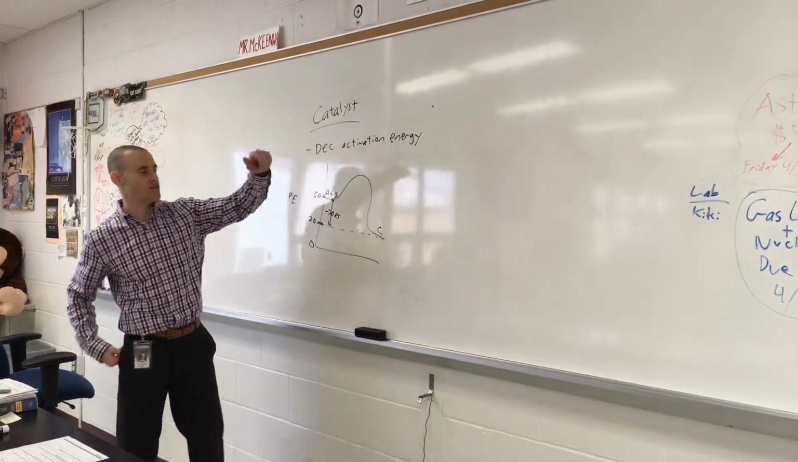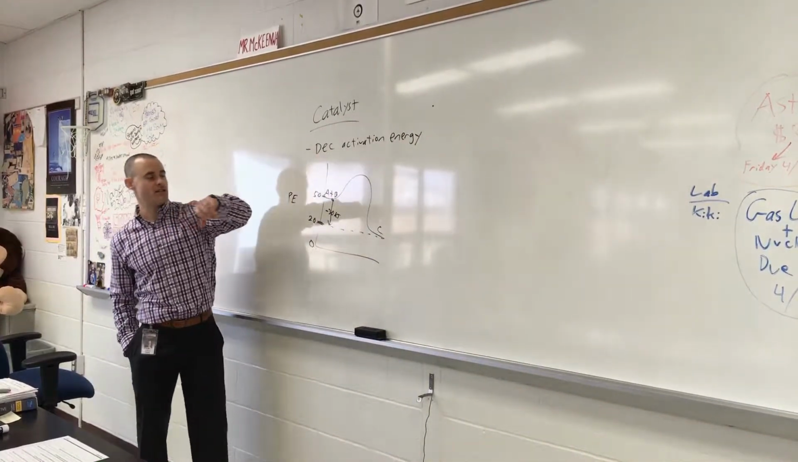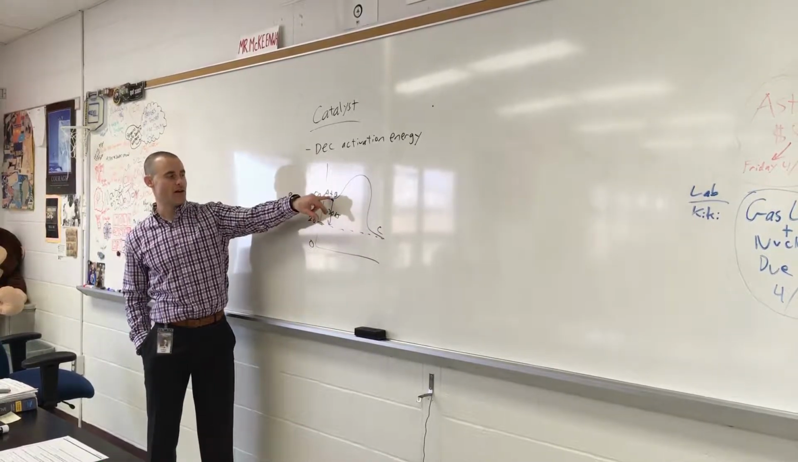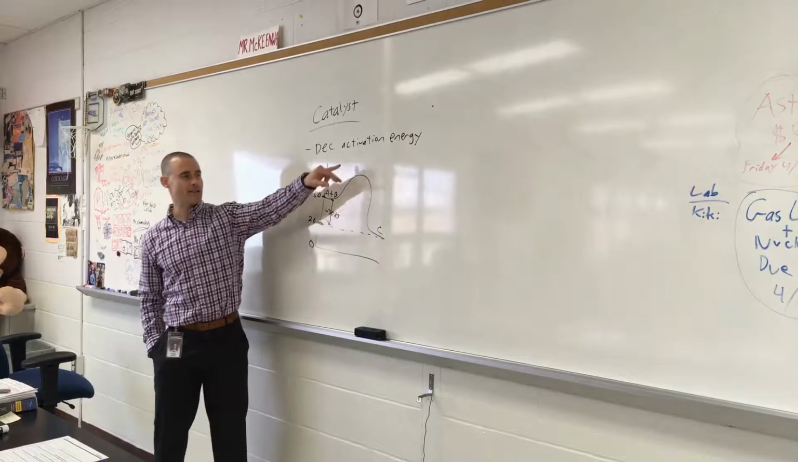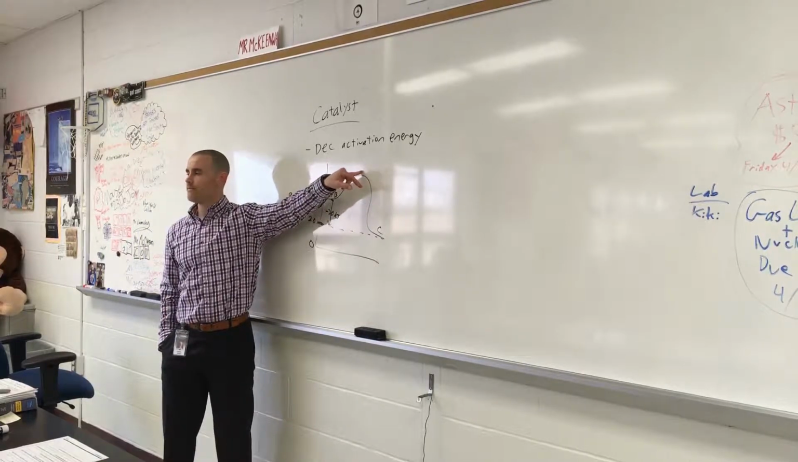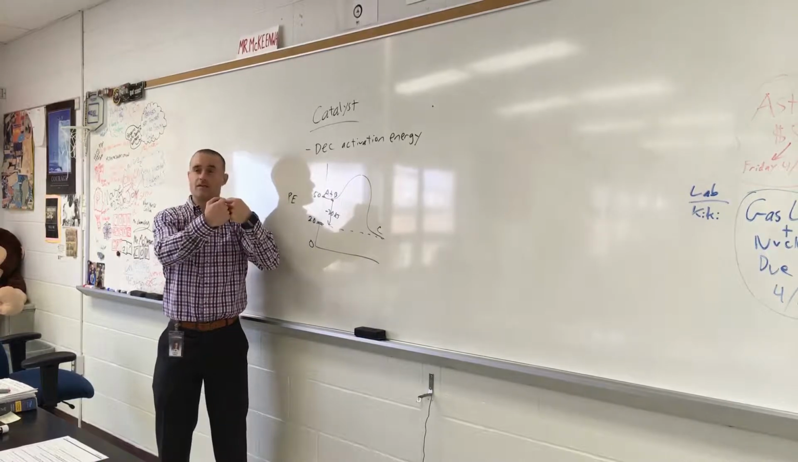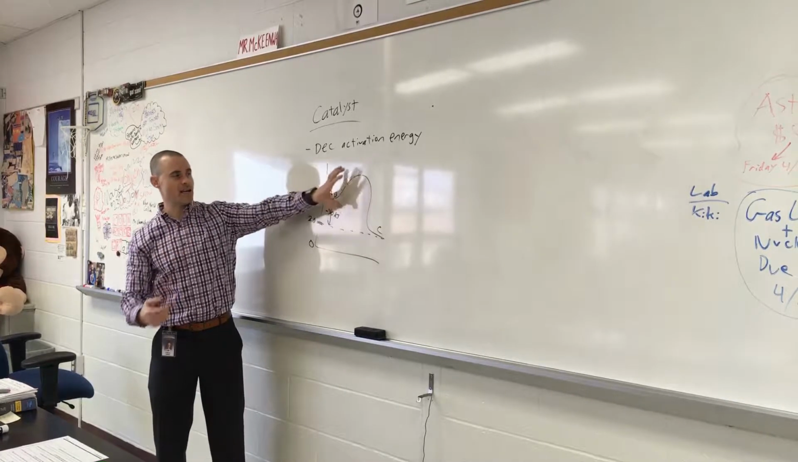A catalyst speeds up a reaction. What does it do? Decreases activation energy. What does that mean? Well, if you start here at AB and you've got to get to the top, what's that called? The activated complex. If you need to get there to start those effective collisions, the catalyst actually shrinks that.